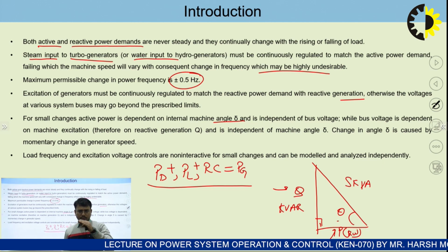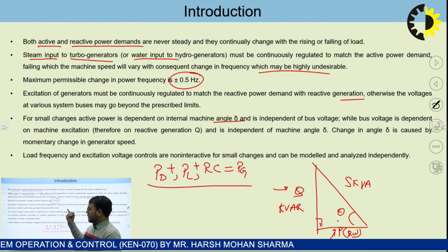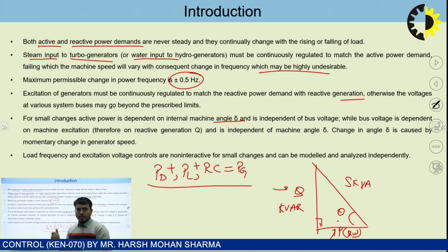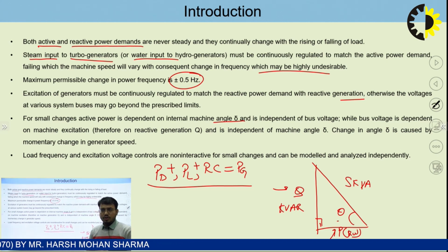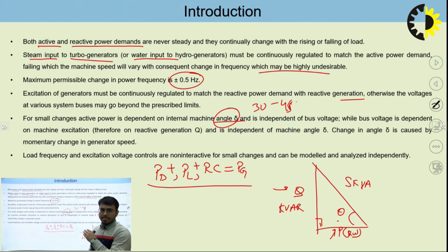There is a little difference between the RMF and the EMF generated in the air gap between the stator and the rotor. The rotor magnetic field is there, and the angle between them is known as delta, and this delta is about 30 to 45 degrees. This is the range of the angle delta, and it must be within this range so that your system can be stable.